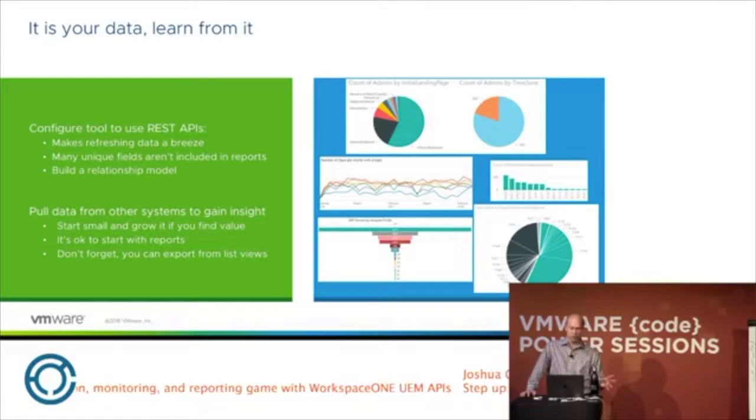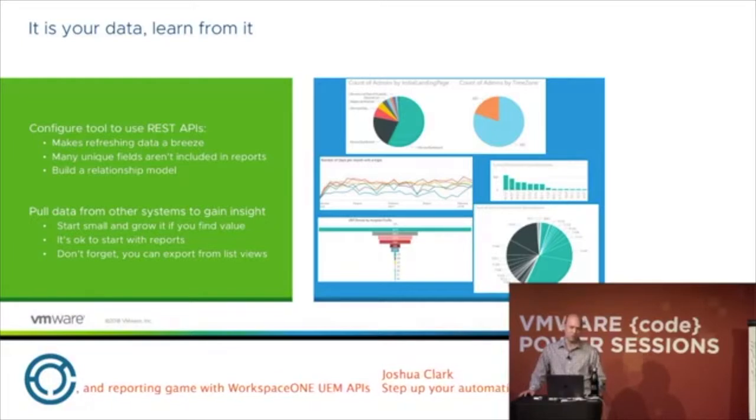One thing to remember though is you don't have to just use reports or APIs for stuff. Sometimes there's some great data that's not available in those, but it is available in a list view, which you can export and get as a CSV. Feed that into whatever you want to do some analysis on. So it's all about using what's available to you.